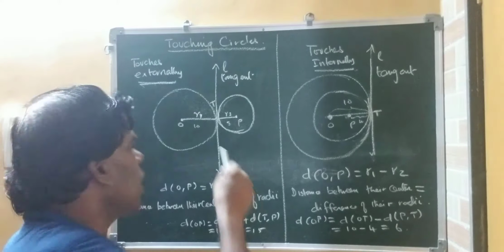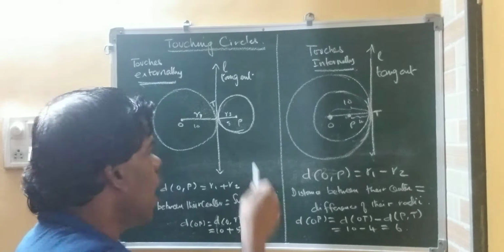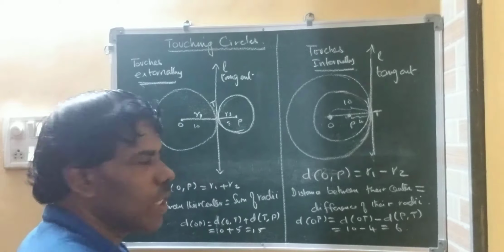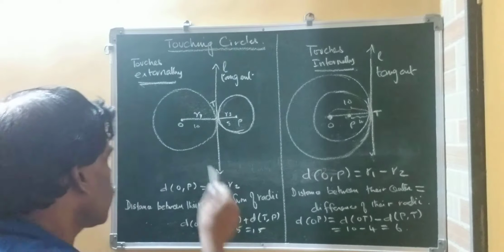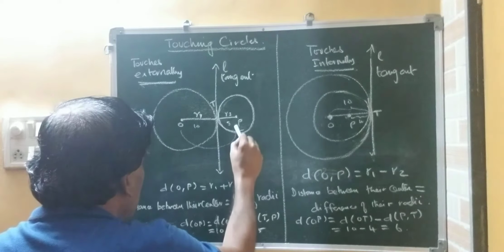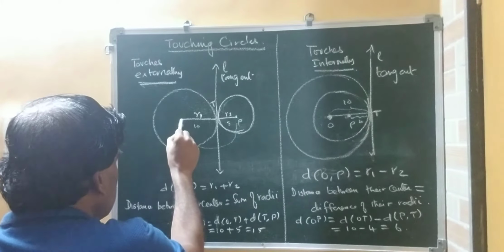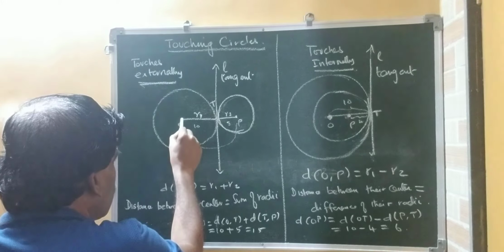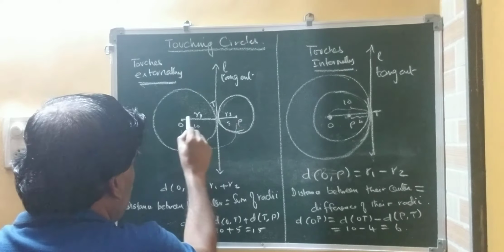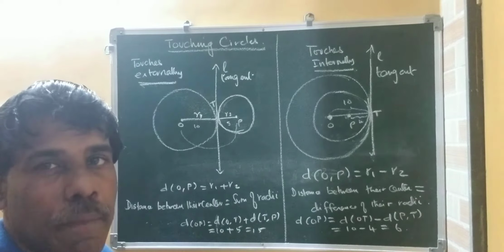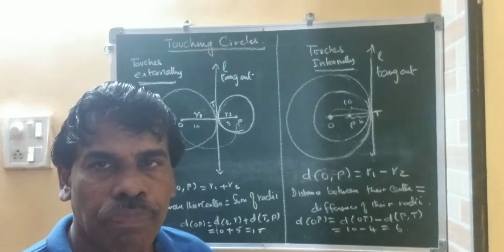Okay. So I am putting the measure of the radius of the first circle as R1 and the length of the radius of the second circle as R2. Now look at this. What is the distance between the centers of these two circles? See, this center, this point of contact and this center are all lying on the same line. That means these three points are collinear.